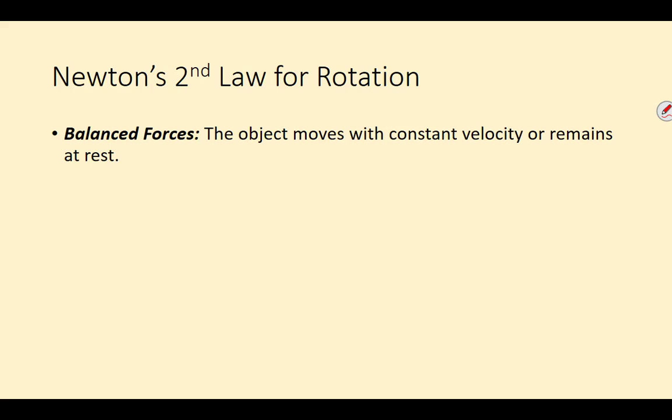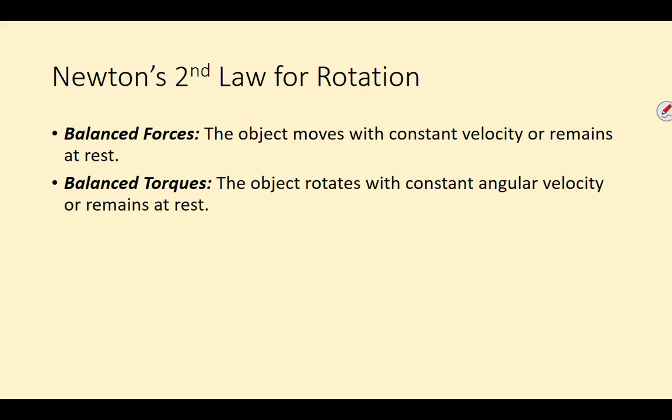Well, torque is just the rotational version of force. So what would balanced torques be then? Balanced torques is when an object rotates with constant angular velocity or remains at rest. So balanced forces mean constant velocity. Balanced torques mean constant angular velocity.